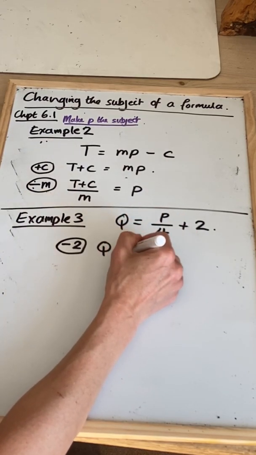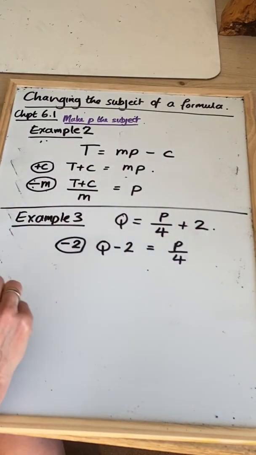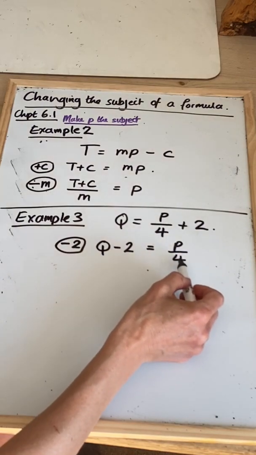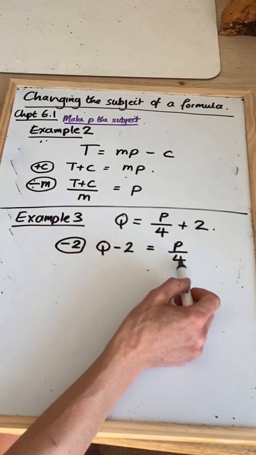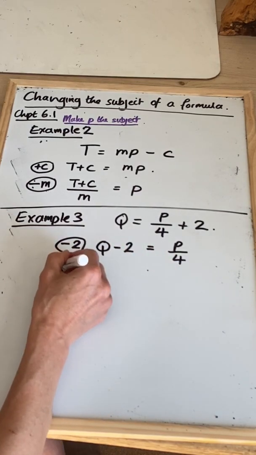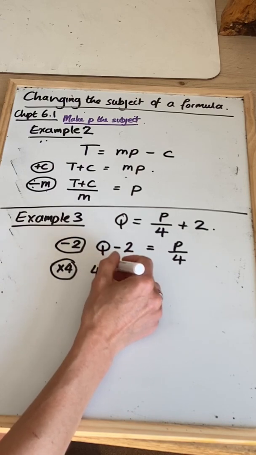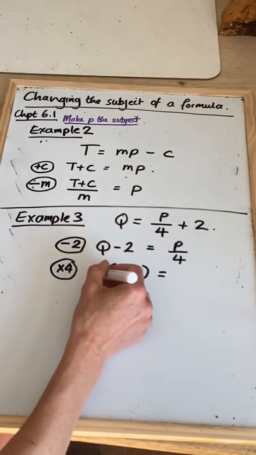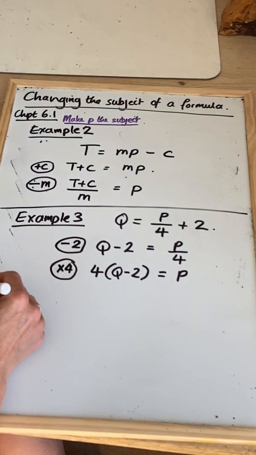Q minus 2 on this side equals p over 4. The plus 2 disappears because we've subtracted 2. This is a p divided by 4. We don't want it to be divided by 4. We want to therefore reverse that out. Reverse operation of divided by 4 is multiply by 4. So we're going to multiply both sides by 4. So I'm going to put a 4 outside a bracket here. You know we're allowed to do that, aren't we? That has multiplied all of this side by 4, and that's equal to p.